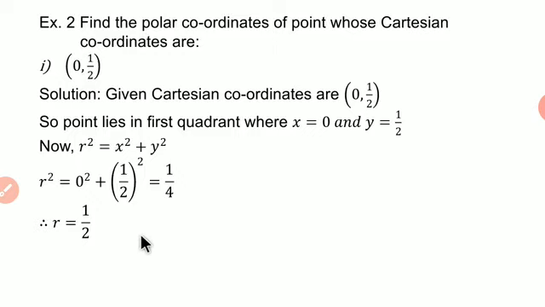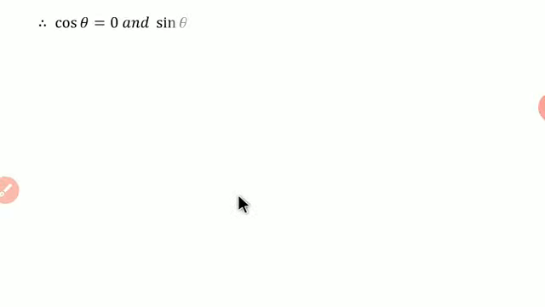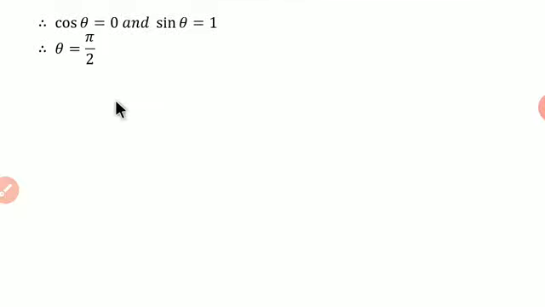Now our aim is to find the value of theta. So using x is equal to r cos theta, y is equal to r sin theta, we get 0 is equal to 1 upon 2 cos theta and 1 upon 2 is equal to 1 upon 2 sin theta. That is, from this we get cos theta is 0 and sin theta is 1. Now we know in the first quadrant cos theta is 0 and sin theta is 1 only when theta is pi upon 2, and therefore here we get theta is equal to pi by 2.